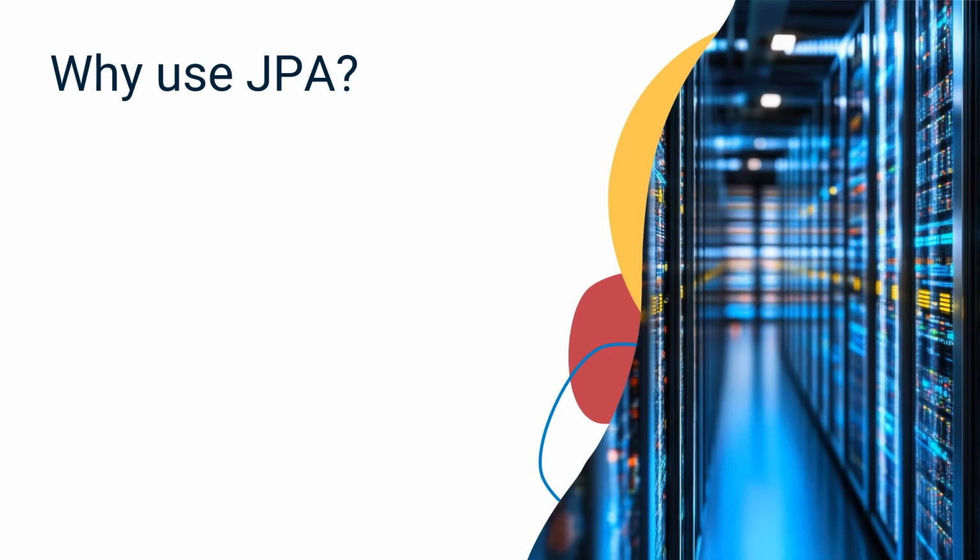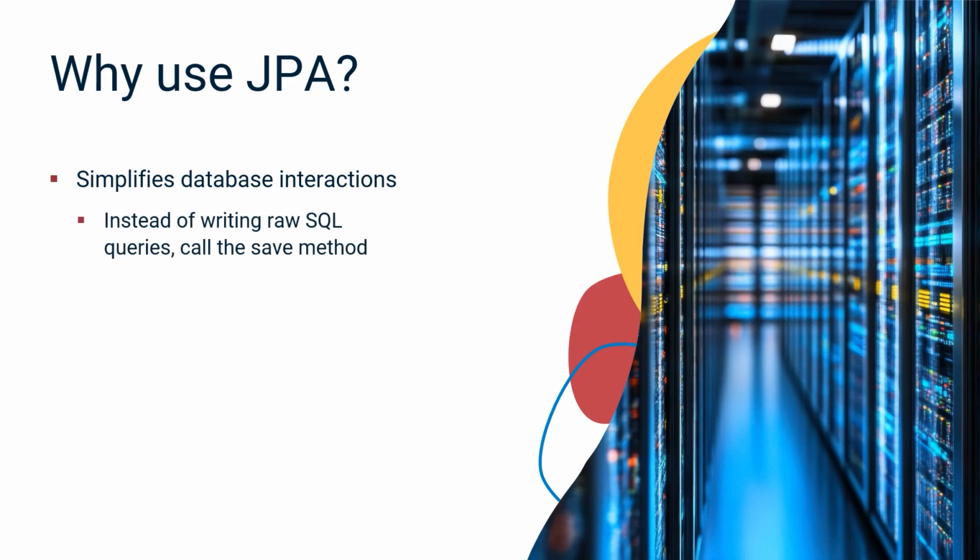So why do we use JPA? Firstly, it simplifies database interactions. The traditional approach requires developers to write significant amounts of boilerplate code, such as opening connections, managing statements, and processing result sets. JPA eliminates much of this repetitive code by providing built-in mechanisms to handle these operations automatically. For example, instead of writing raw SQL queries to insert data, you can simply call the save method on a repository, and JPA handles the rest.